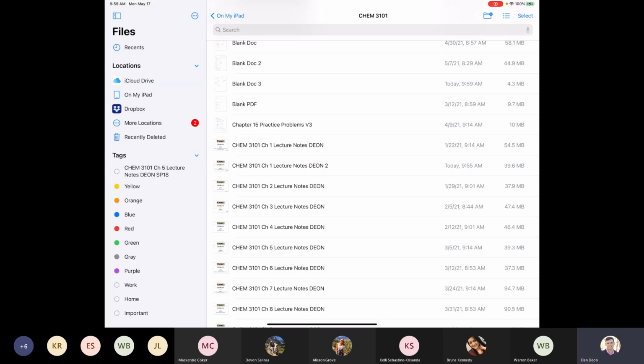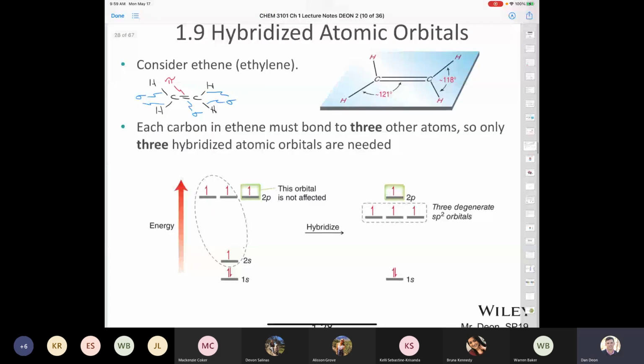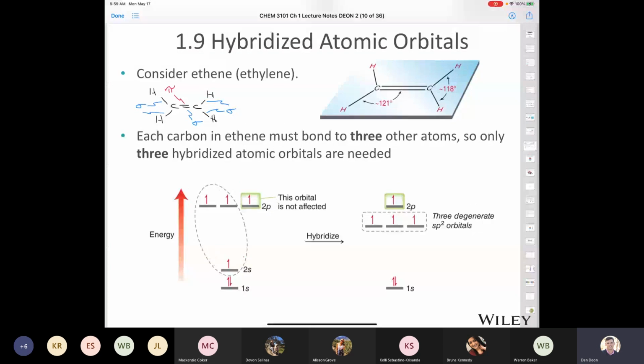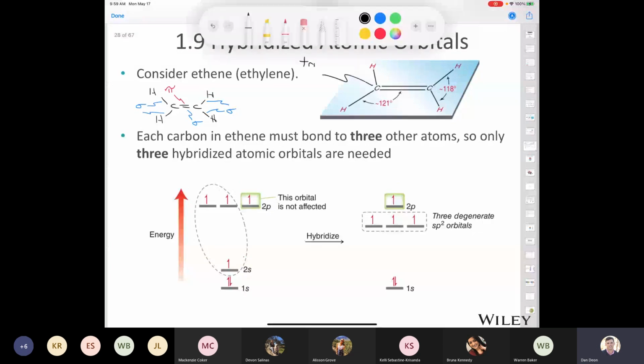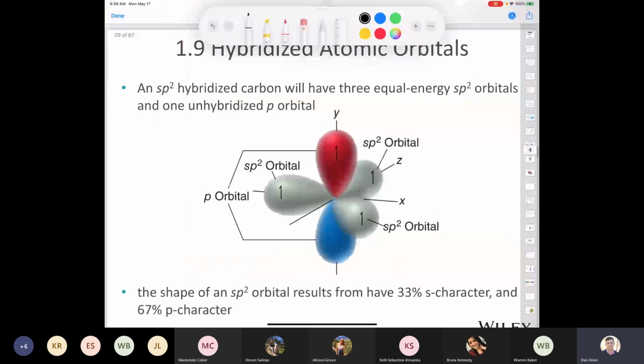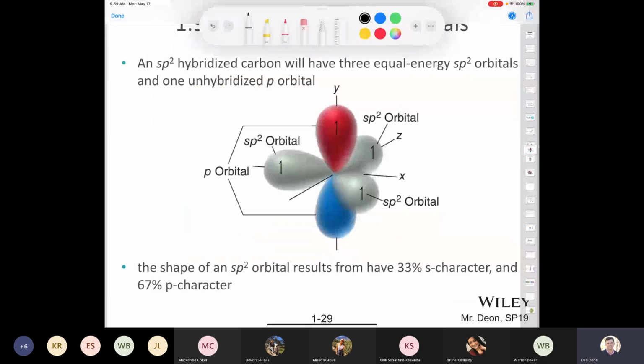All right, so let's get back to it here, and we'll take a look. So there we go. So that explains why each one of these carbons in ethylene is trigonal planar. Trigonal planar, like that. Okay, there we go. So if we take a look at the sp2 hybridized carbon, we have the 3 degenerate sp2 orbitals, 1, 2, 3. There they all are.